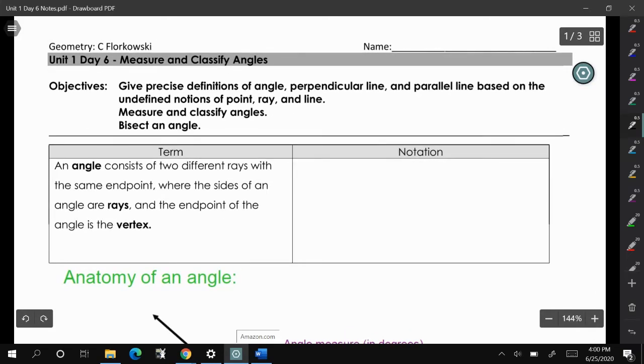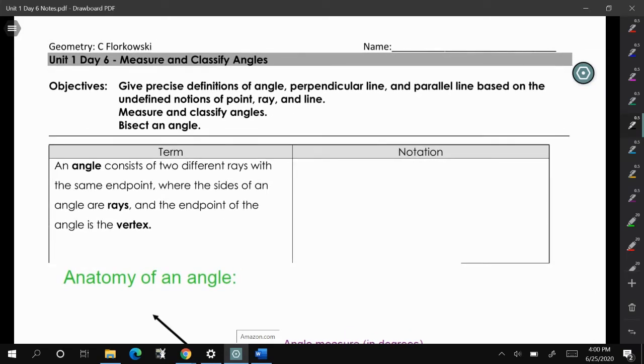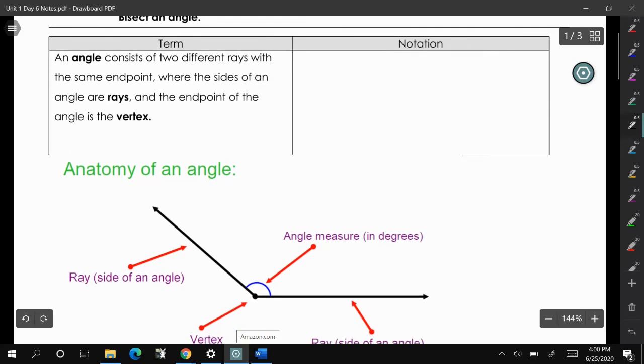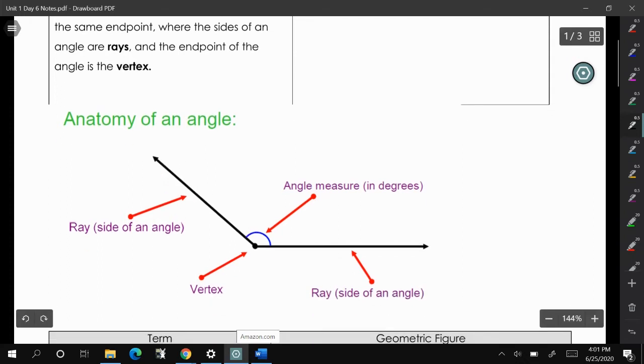Today we are going to talk about a geometric term called an angle. We will be using angles from now until the end of the year, so it's important that you know about them, know how to write about them, know how to discuss them, know the parts of them. So an angle consists of two rays with the same endpoint, where each side of the angle is a ray and the endpoint is the vertex of the angle.